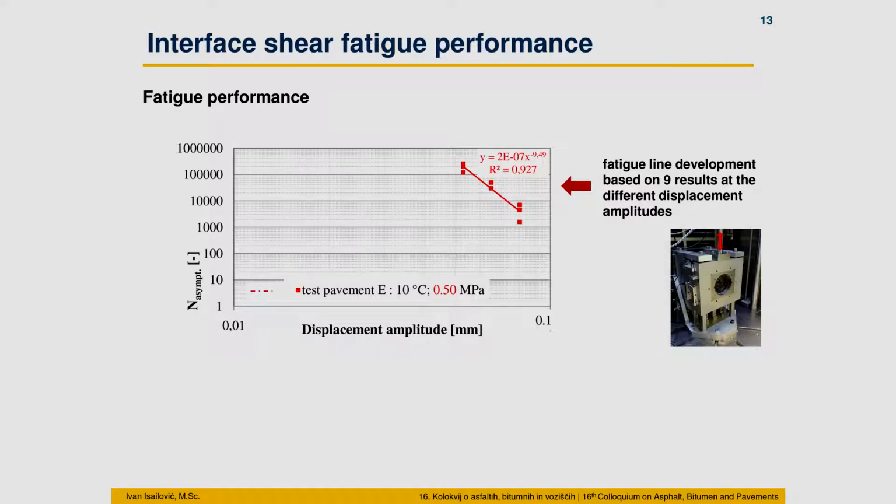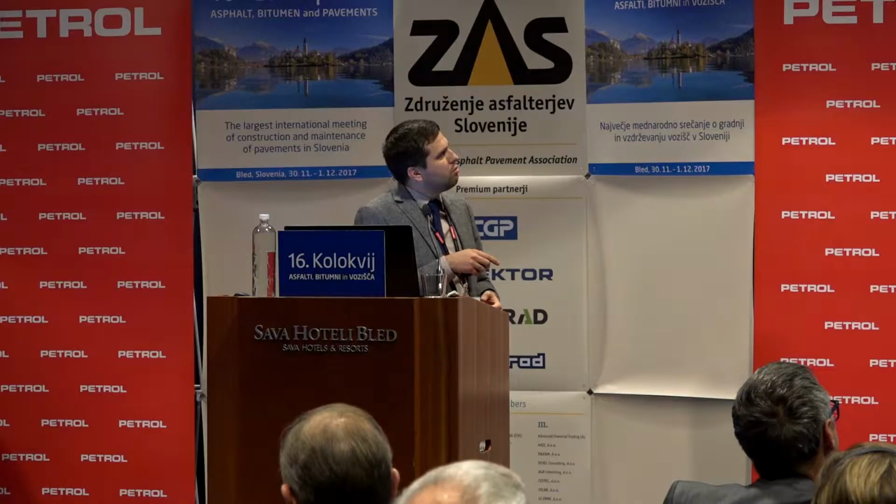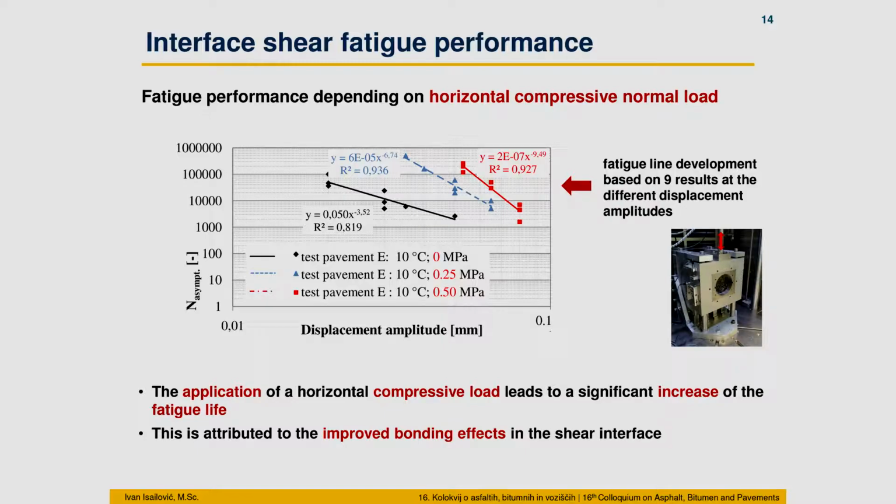So we have 3 displacement amplitudes, and we also have 3 test repetitions for each amplitude. That means we are able to develop a fatigue line that is able to give a reliable result on fatigue evaluation of shear performance. You can see the higher the displacement amplitude is, the lower the fatigue life is. If we add to this fatigue line other fatigue lines at different stress amplitudes, we can get the dependence of fatigue performance on horizontal compressive normal load. You can see that this is a test conducted without any normal load. This is with 0.25 and this is with 0.5. That means with increased normal load we are moving to this right side, which means we have an improved bonding effect in the shear interface.